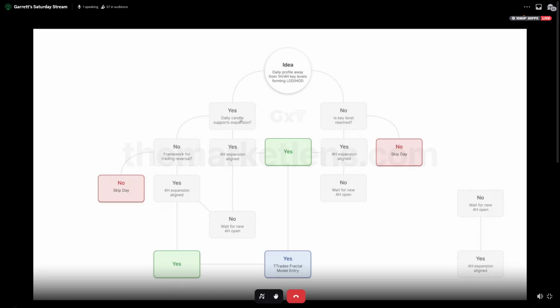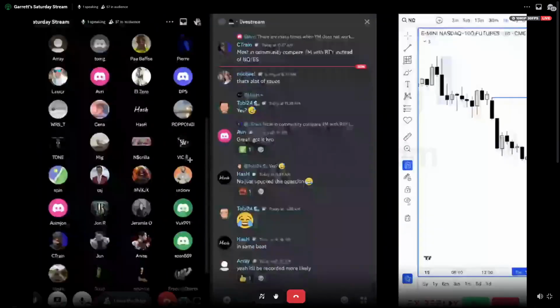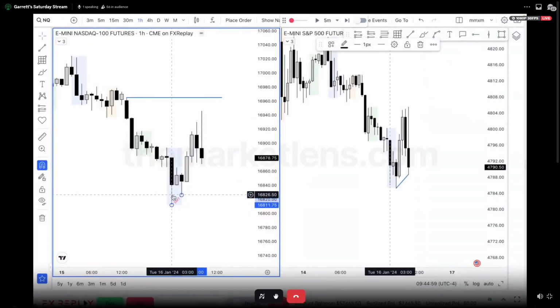So does the daily candle support expansion? The answer is no, right? So if the answer is no, do we have the framework to trade a reversal candle? The answer is yes, right? Because we're opening low first, right? We're forming a low of day, potentially. I don't know if there's a low of day yet, early on in the day. But even if this SMT gets created, that's fine, because this is still the low of the day over here.